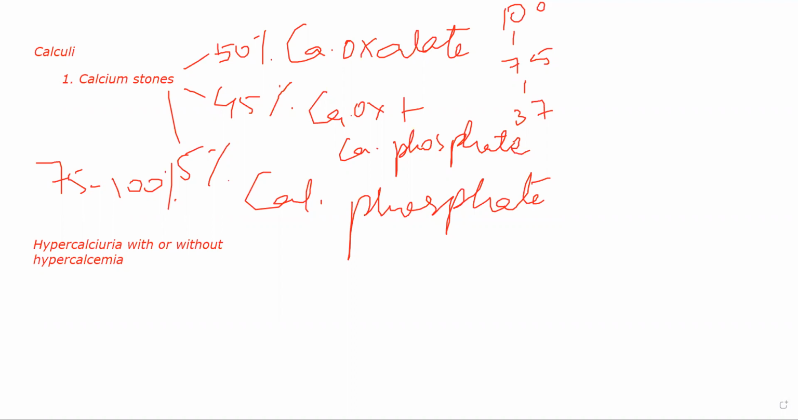Because of those edges, they can damage the urinary tract, causing bleeding and trauma, and ultimately that blood pigment gets deposited on the calcium stone, because of which you get the dark brown color. Then the second type of stone will be called struvite.